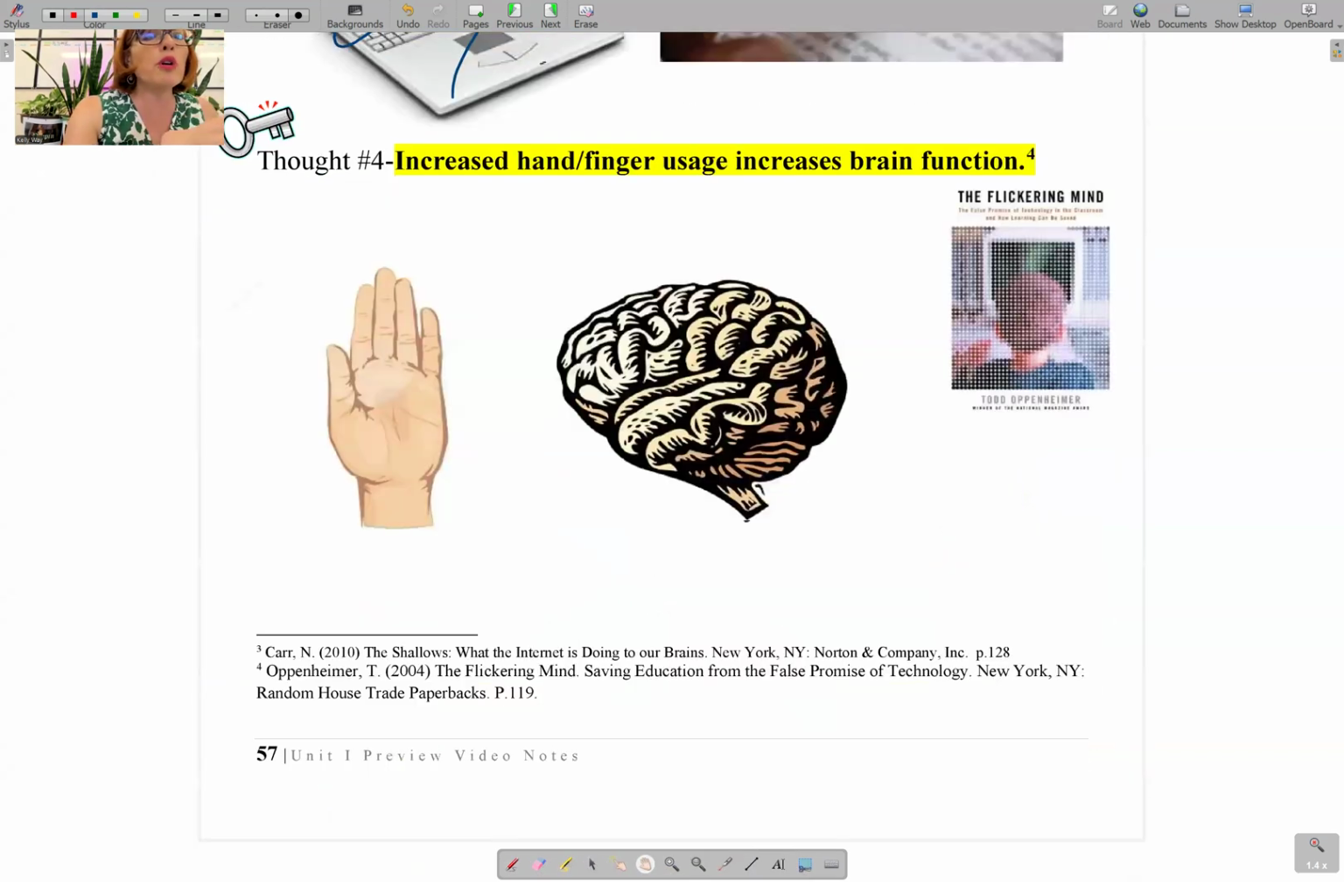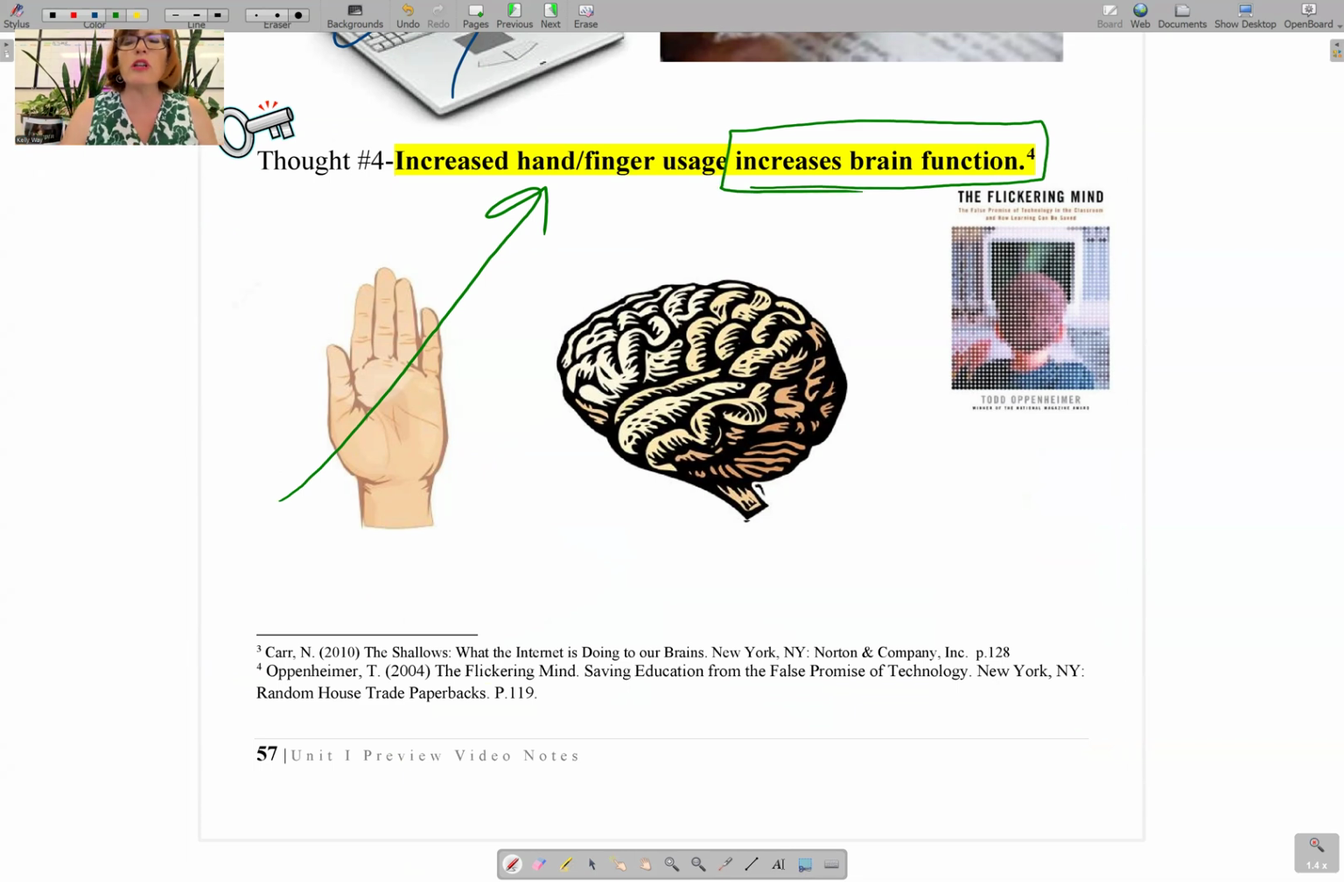Key thought number 4 is simple but revolutionary: if you increase the use of your hands and fingers, it actually increases the function of your brain. All of these key thoughts have been footnoted if you need the reference, especially if your parents are curious.